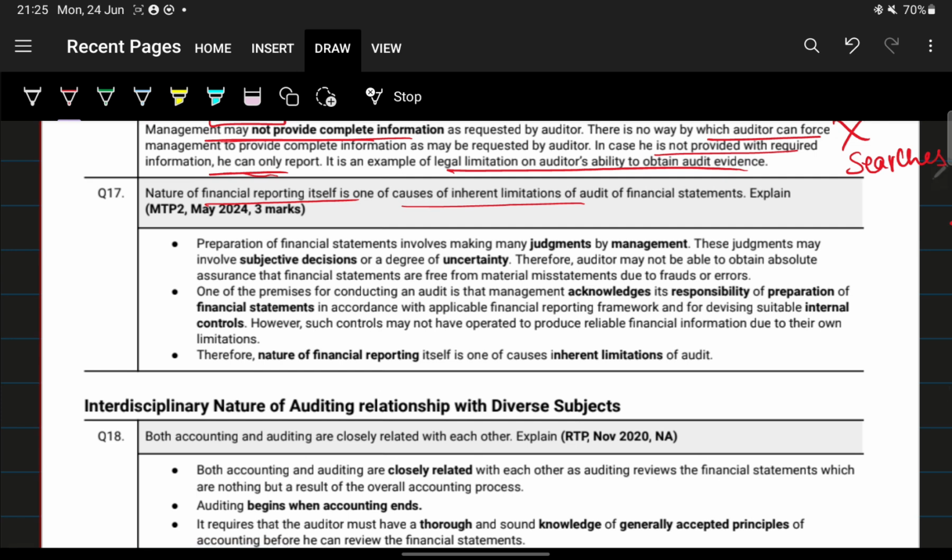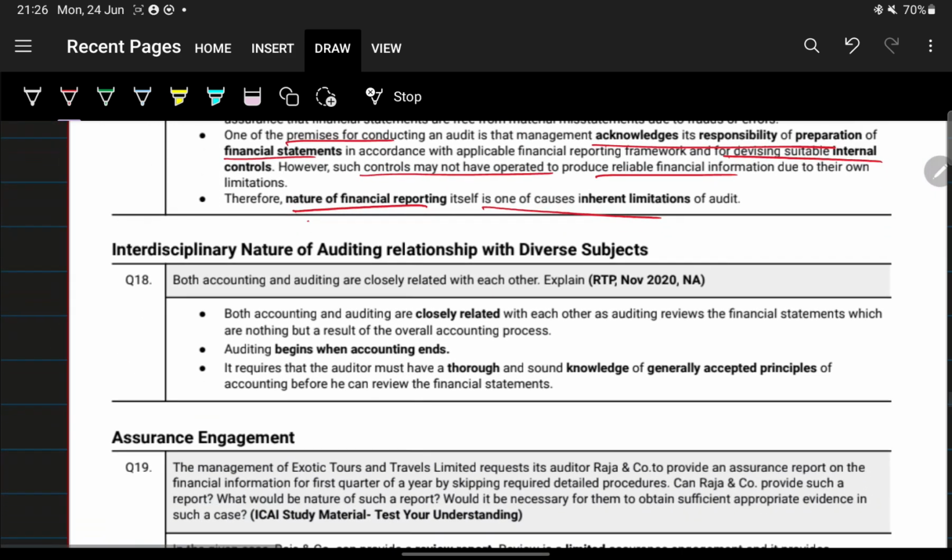Okay, question number 17. Preparation of financial statements involves many judgments by management. These judgments may be subjective decisions and involve a degree of uncertainty. One of the premises for conducting an audit is that the management acknowledges its responsibility for preparation and presentation of financial statements, and for devising suitable internal controls. However, such controls may not have operated to produce reliable information due to their own limitations. Therefore, nature of financial reporting is itself an inherent limitation.